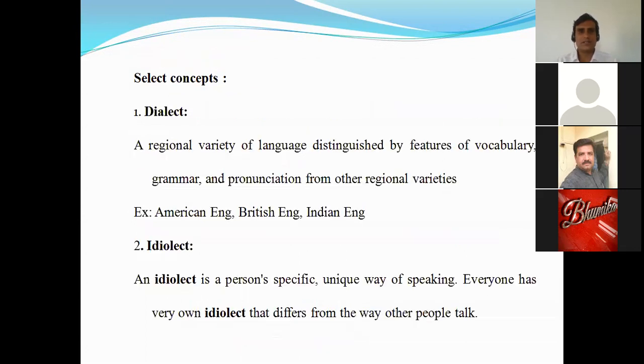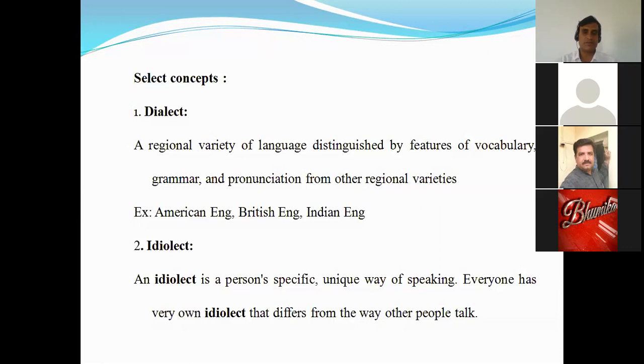Let us study the terms related to sociolinguistics, which are closely associated with English phonology. The first is dialect. Dialect is nothing but a language spoken in a group, community language. A regional variety of language distinguished by features of vocabulary, grammar, pronunciation from other regional languages. For example, American English, British English, and Indian English are types of national dialects.